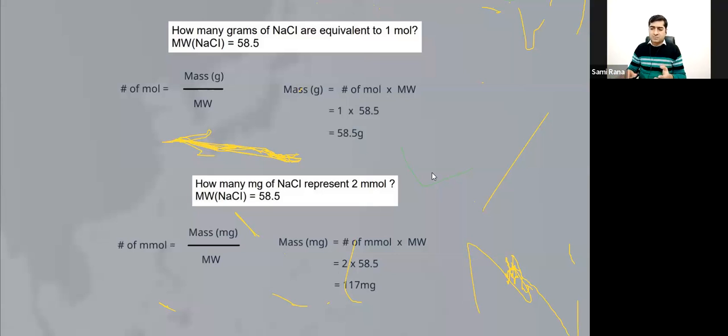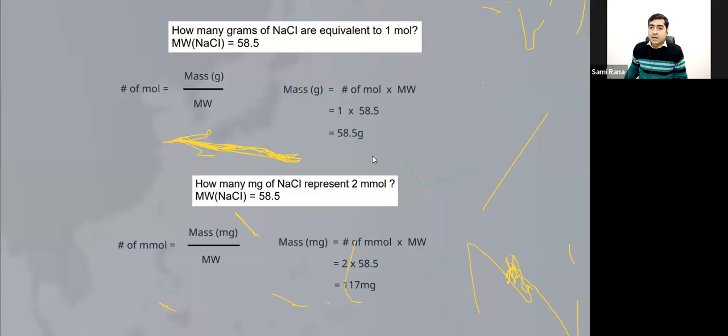We just need to use a simple calculator command to find out what is going to be the weight. We do not need to write down this whole formula. 1 millimole is going to be equal to 58.5 milligrams of NaCl. If there is another substance, just go with that molecular weight.